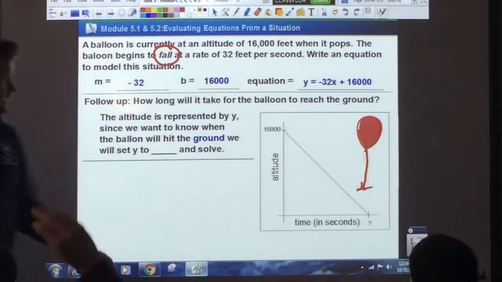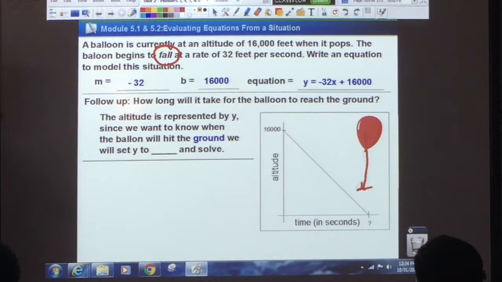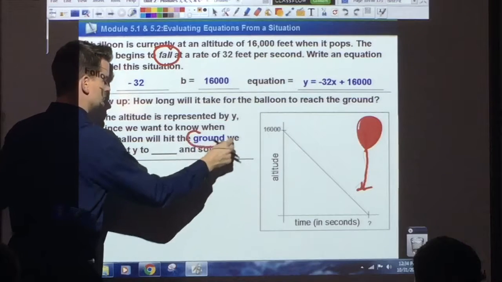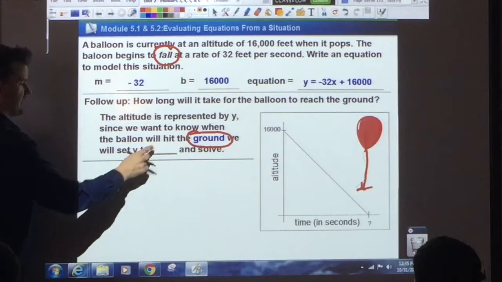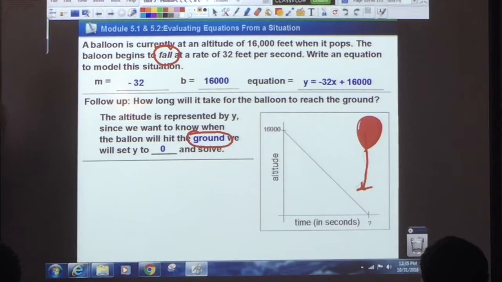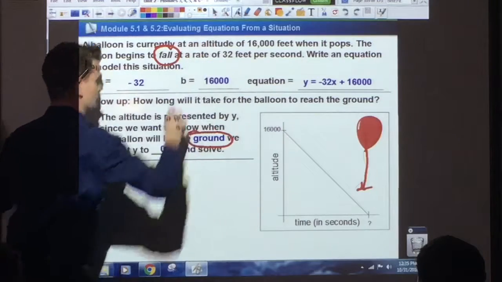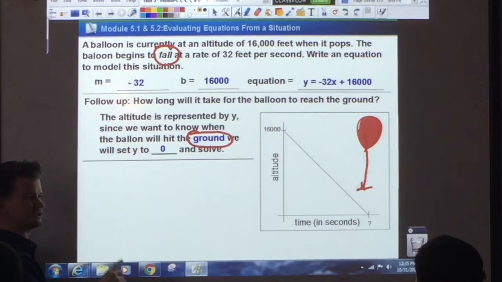Okay, so now that we have our equation, follow-up question, how long will it take for the balloon to reach the ground? Be careful. How long will it take for the balloon to reach the ground? The altitude is represented by y. Since we want to know when the balloon will hit the ground, we will set y to 0 and solve. What do you mean set y to 0 and solve? I want to know when this balloon hits the ground.